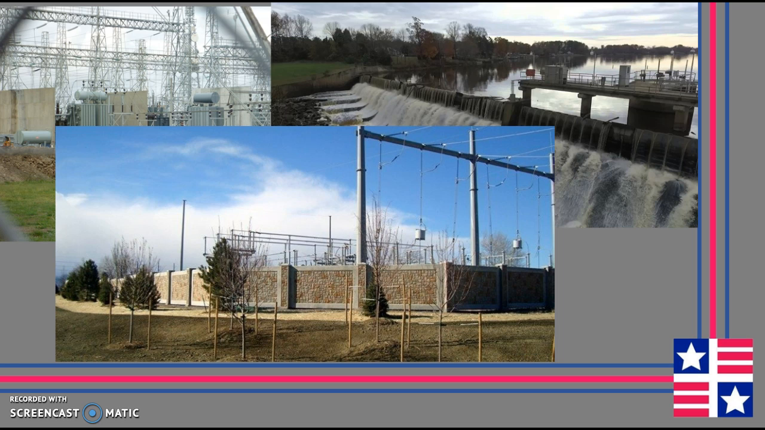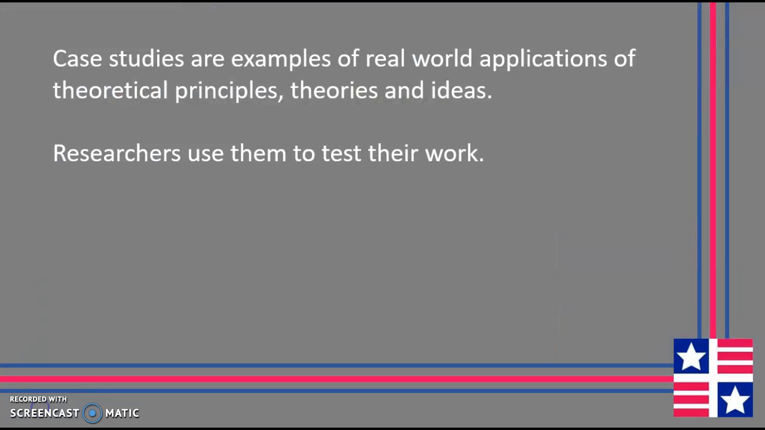For example, say you're talking about infrastructure security, and you have a theory that we need more armed guards, different types of armed guards, more surveillance. That's your thesis. What you would do is show an example of how that could have prevented an infrastructure attack, or could aid in infrastructure security. They're examples of real-world applications of theoretical principles, theories, and ideas. Researchers use them to test your work. This is the example of what you have said in your thesis.